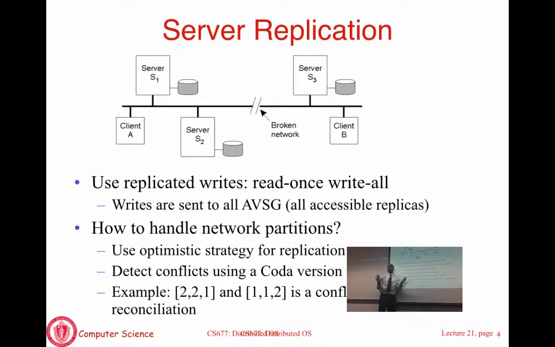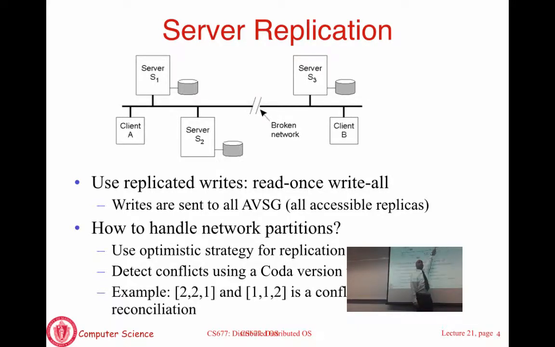So let's say that initially the version number of the file is version 1. So all three servers, S1, S2, S3, have version 1 of the file. So the version vector is 1, 1, 1. Then a disconnection occurs. So now you're disconnected. Server S3 has version 1, and S1 and S2 also have version 1. Now B goes and updates that file.